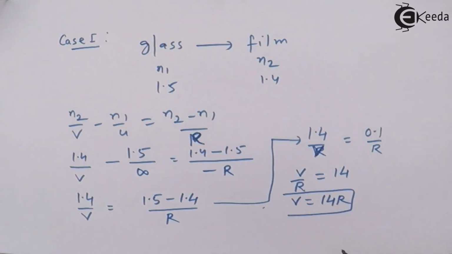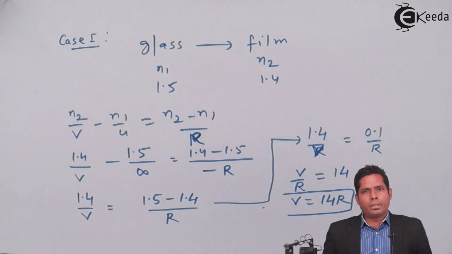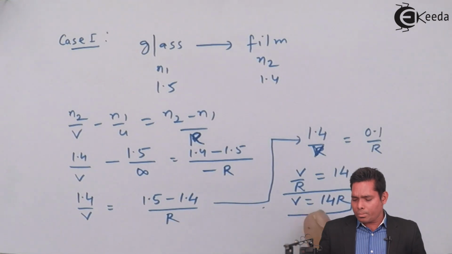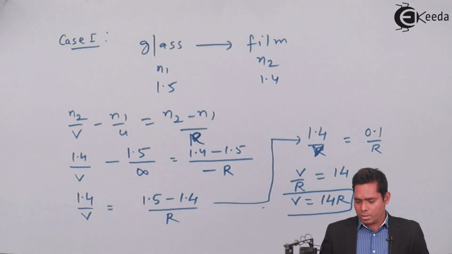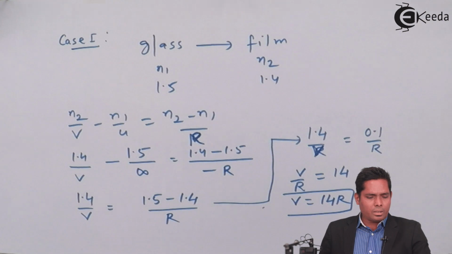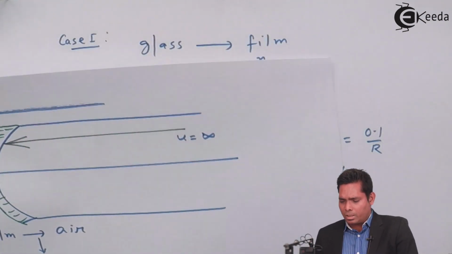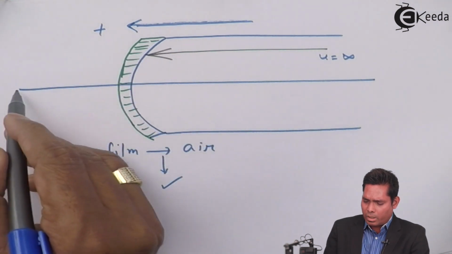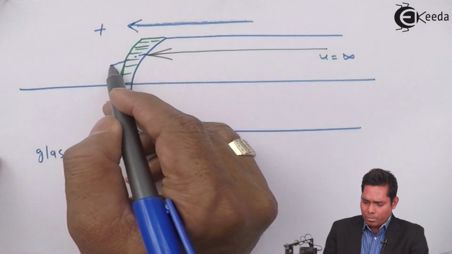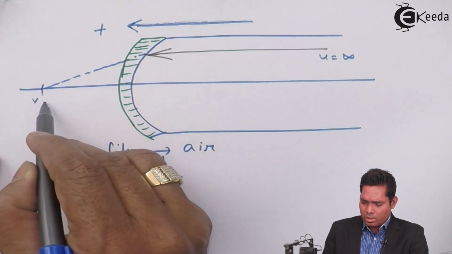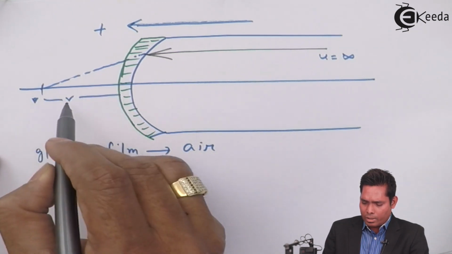This is the image formed by the ray for the object. When the rays are coming from infinity, is the image of the object formed at this point, 14 R distance from the film, 14 R distance. But then this 14 R is coming out to positive, that means the image is formed on this side, not here. So I suppose that the image is formed somewhere here. This is the V distance that I got now, and that is 14 R.